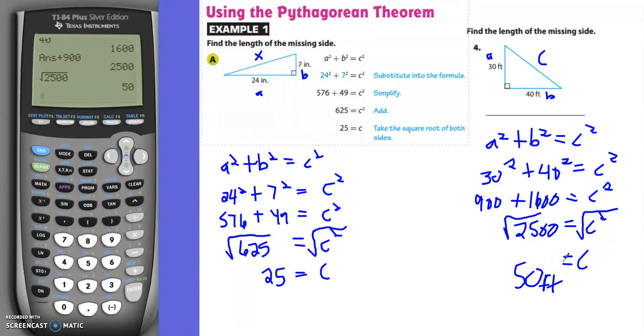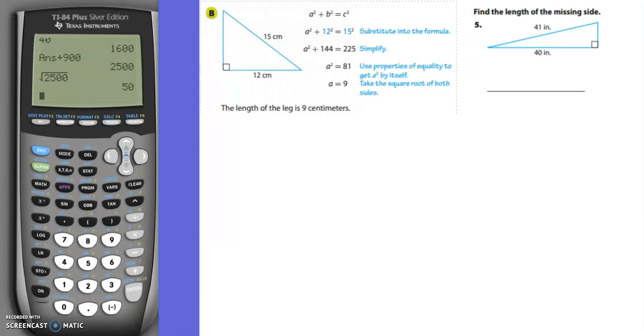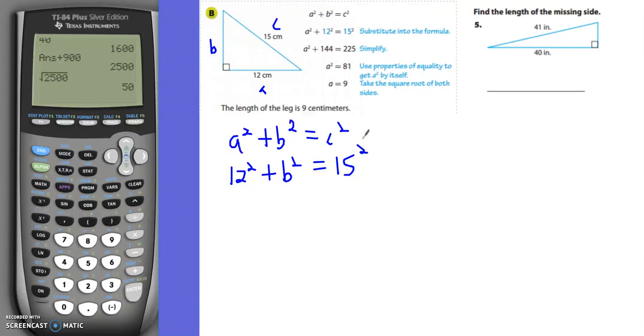All right, let's take a look at example B. On example B, we only know one of the legs. We don't know this leg. We'll just call this B and this A and this C. So we have A squared plus B squared equals C squared. So 12 squared plus B squared equals 15 squared. 12 squared is 144.